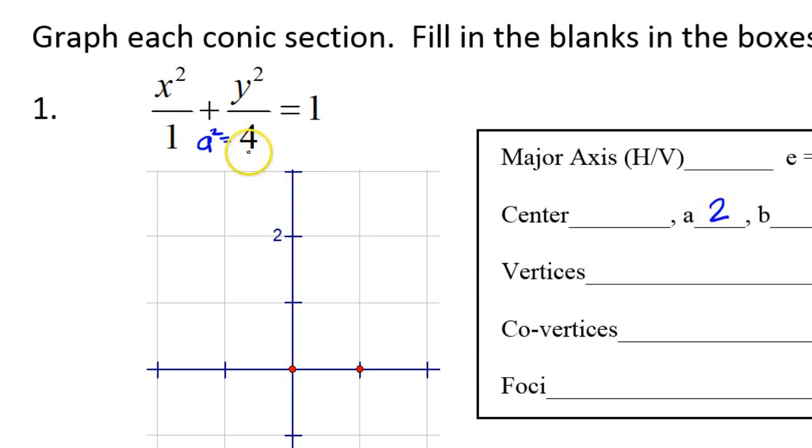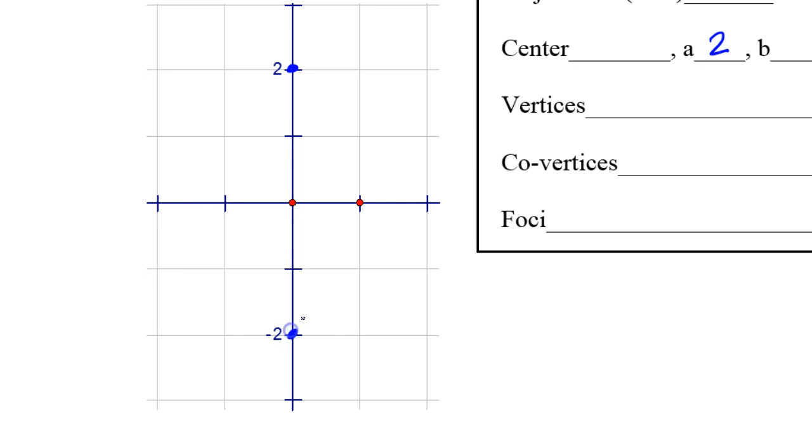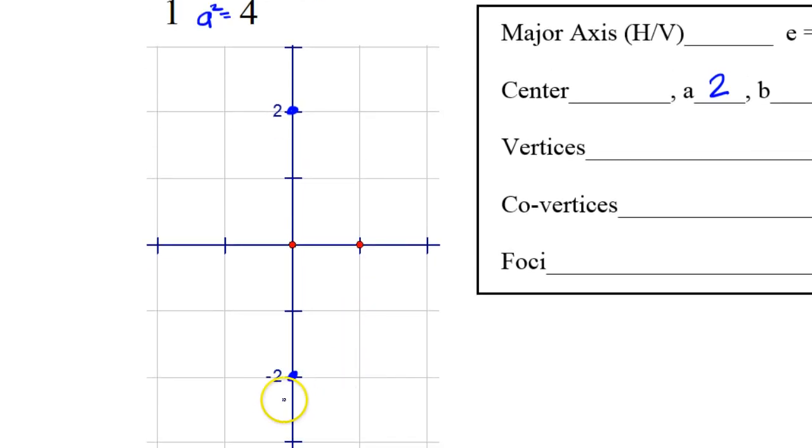And this tells us, because the a squared is in the y term, I'm going to go plus or minus 2 in the y direction. So I'm going to go up 2 and down 2, and these will be my vertices. So my vertices are 0, -2 and 0, 2.